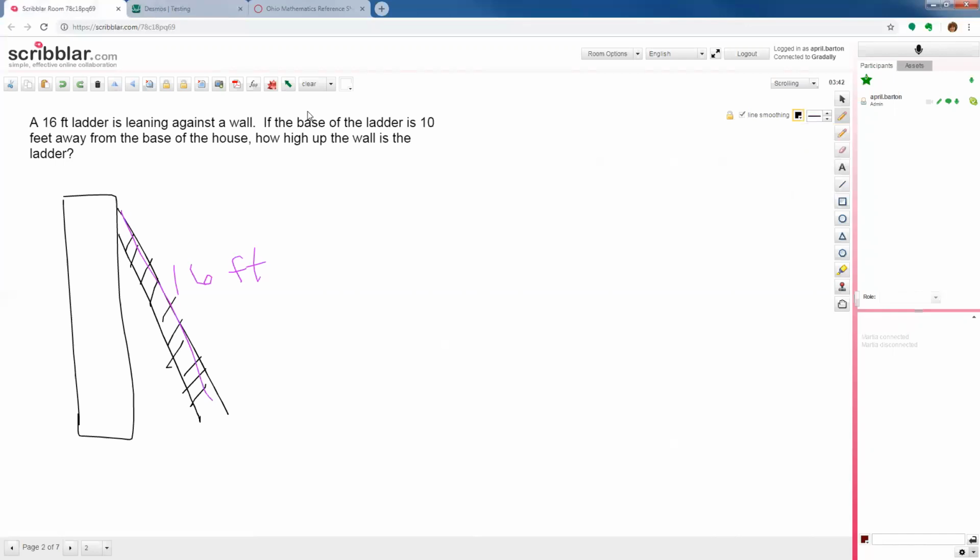Now the next part: if the base of the ladder, so when they say base of the ladder, that's the very bottom part, if the base of the ladder is 10 feet away from the base of the house, how high up the wall is the ladder? So bottom of the ladder compared to bottom of the house, if we connect those bottom points, that creates a line that we know is 10 feet. They told us so. And then it said how high up the wall is the ladder. They want to know, where is this?